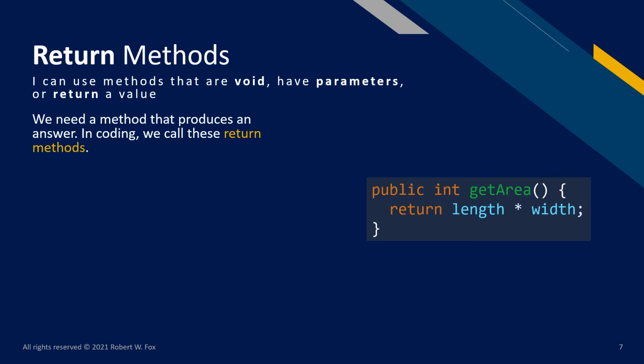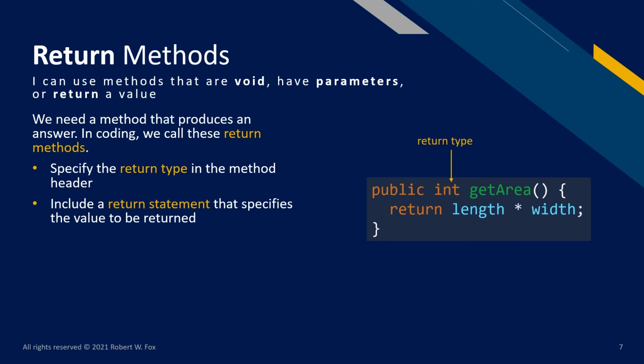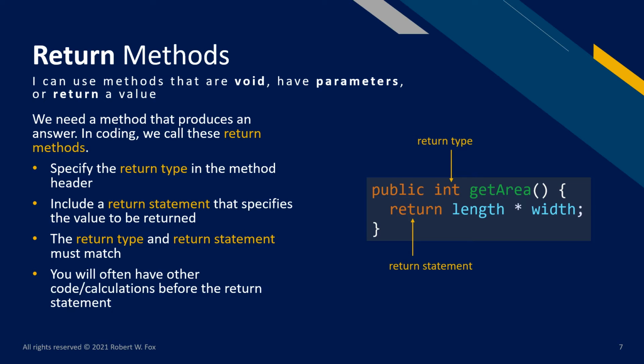What we need is a method that produces an answer, and in coding we call these return methods. We start out in the method header specifying the return type, and basically this is declaring our intention for this method to return an int. Somewhere else in the method, usually at the bottom, we're going to have a return statement, and this specifies what value we want to be returned, basically what is the answer. And it's really important that the return type and the return statement match. In other words, if I say I'm going to return an int, I need to return an int. I can't return a string or a double or something else.